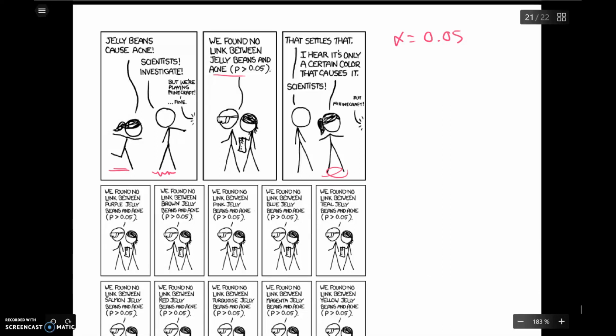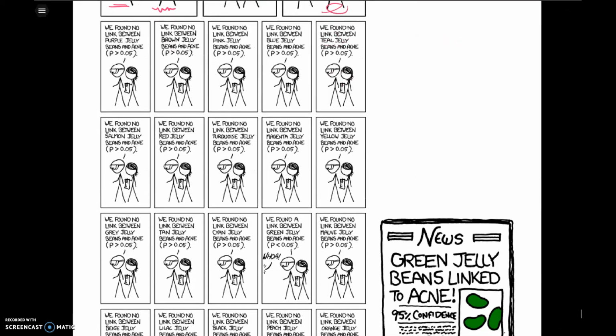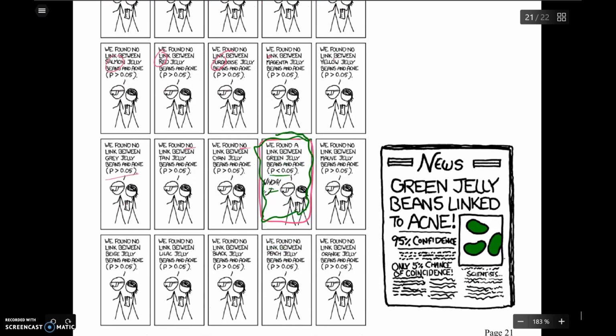Then the troublemaker girl here says, well, I heard it's only certain colors that cause acne. So he's like, scientists, we need more testing, but they're playing Minecraft. So they test purple, no. Brown, pink, blue, teal, salmon, red, turquoise, and so on. No, no, no. And right here, I should put it in green, because it says they found a link between green jelly beans and acne. The p-value is less than 0.05.